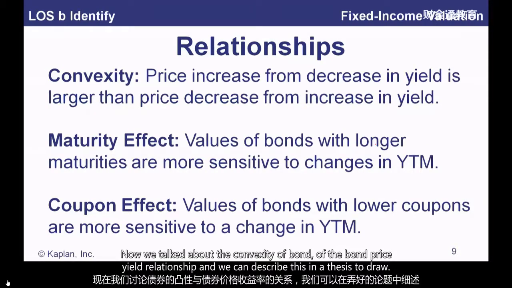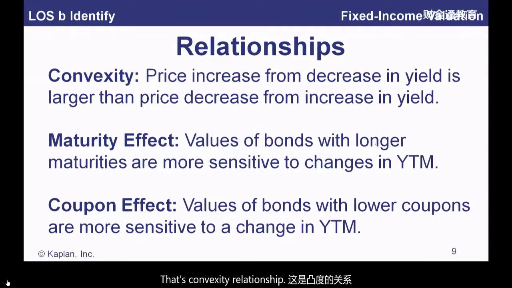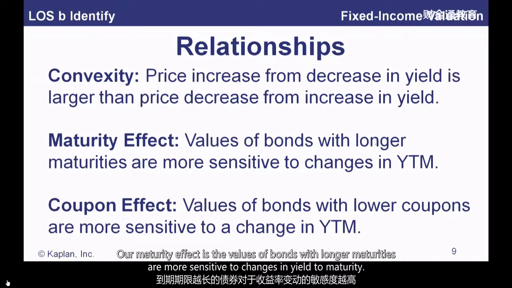Now, we talk about the convexity of the bond price yield relationship. And we can describe this, and it's easier to draw, and we'll show you that in just a minute or two. But the price increase from a decrease in yield is larger than the price decrease from an increase in yield. That's our convexity relationship. Our maturity effect is that values of bonds with longer maturities are more sensitive to changes in yield to maturity.